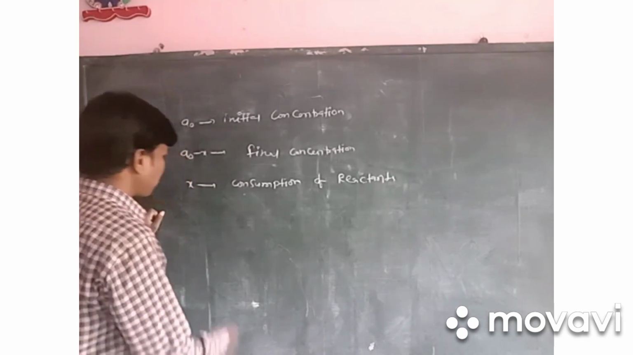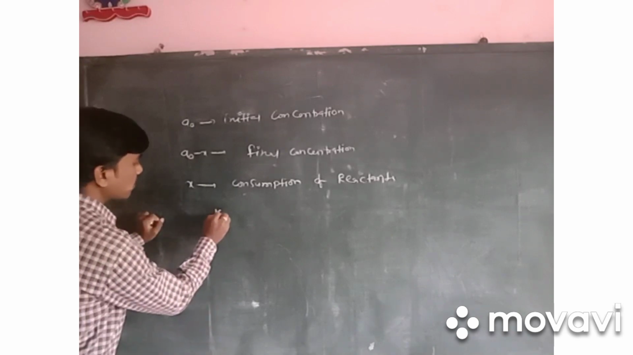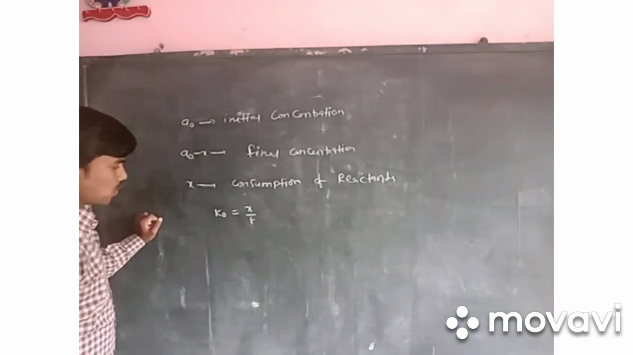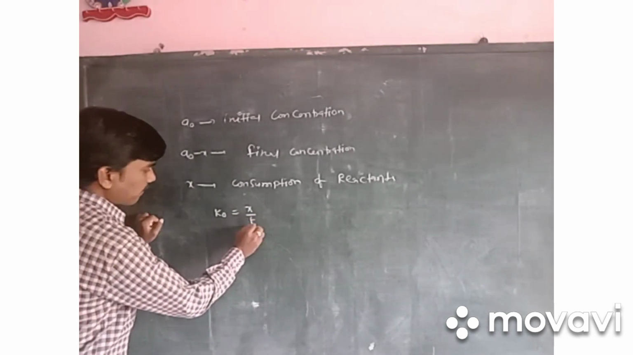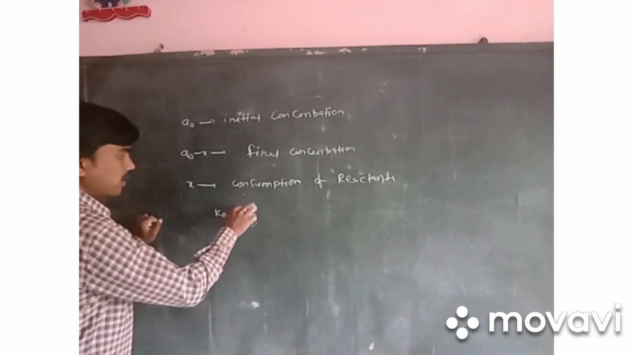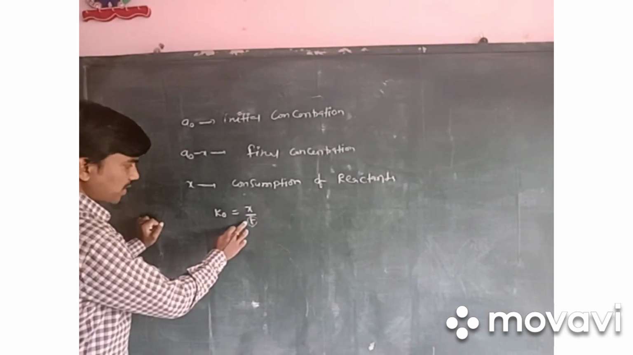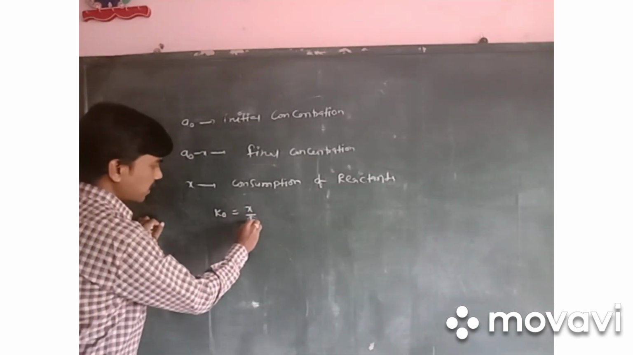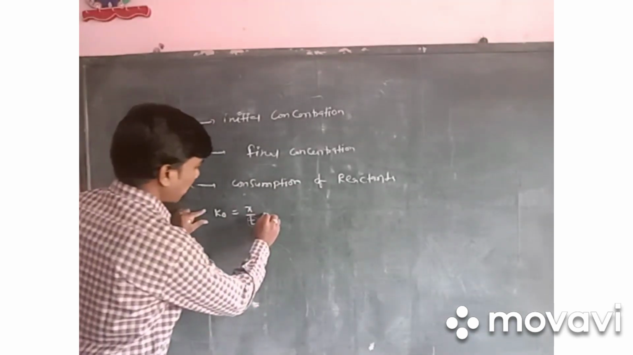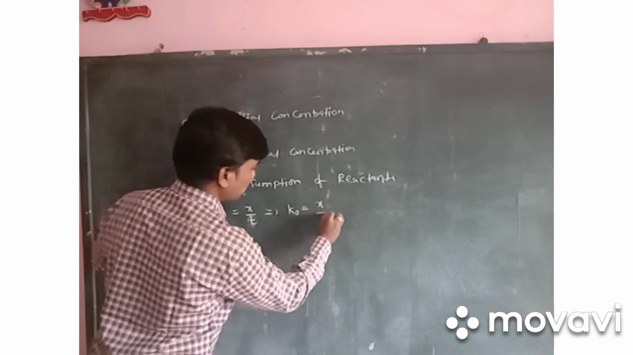So why am I saying all these things? You go for the zero order rate equation. That is k naught is equal to what? x by t is there. So what does it mean? With respect to this time, this much concentration of reactants will be decreased. That gives that information only, no? Means with respect to this time, this much reactant is involved in a reaction. So now I am expressing like this.